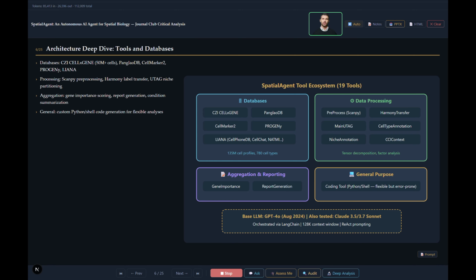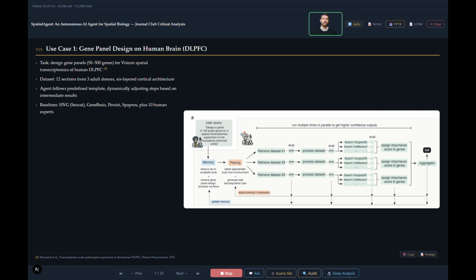Let's examine what's under the hood. Spatial Agent integrates 5 databases, including CZI CellXGene with over 135 million cell profiles, plus PengLaoDB, CellMarker2, and others. On the processing side, it leverages established libraries, ScanPy for preprocessing. A key observation: much of this is wrapping existing, well-validated tools rather than creating new computational methods. The novelty is in the orchestration layer.